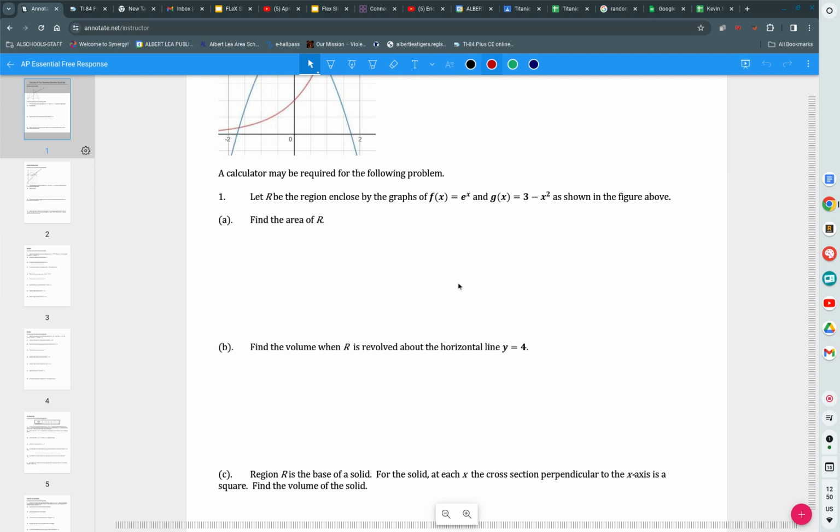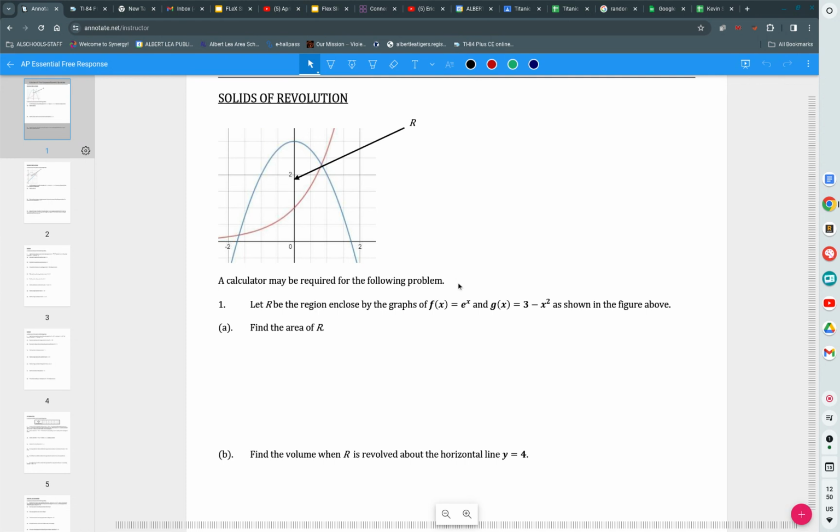Top minus bottom, excellent. So I'm going to name this top one g of x, and I'm going to call that y sub 2 in my calculator. And this bottom one, I will call f of x, and we're going to call that y sub 1. So find the area. Hattie is absolutely correct. We have top minus bottom, and so the top would be g of x minus f of x dx.